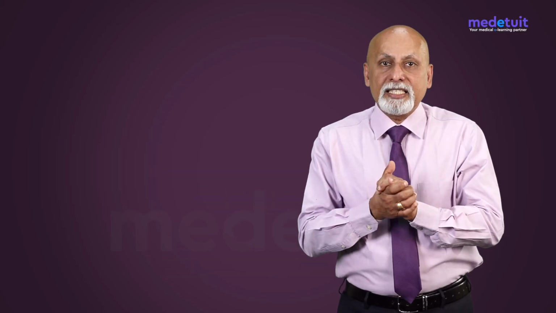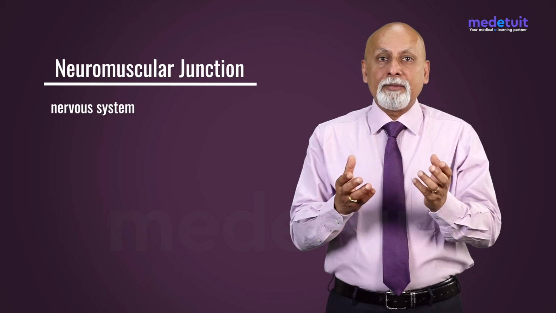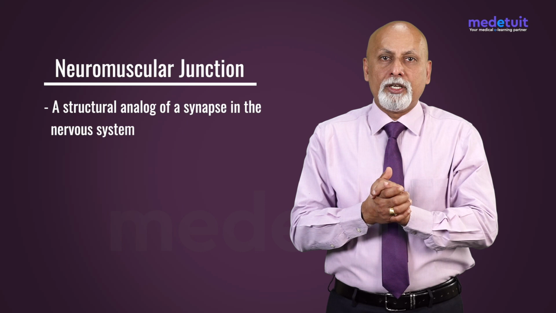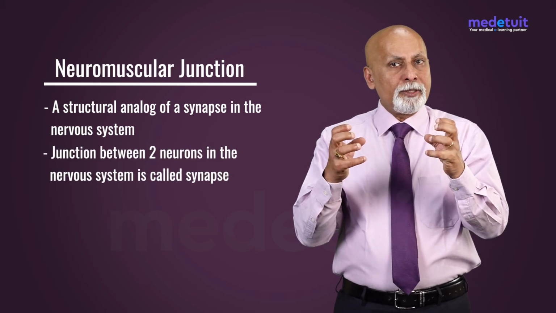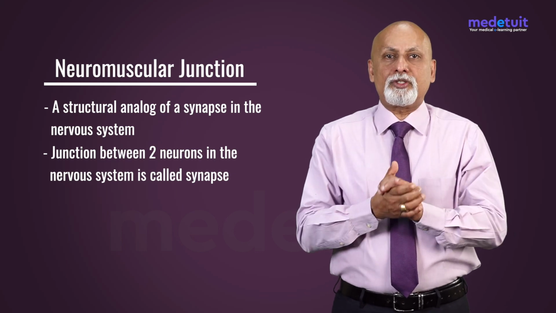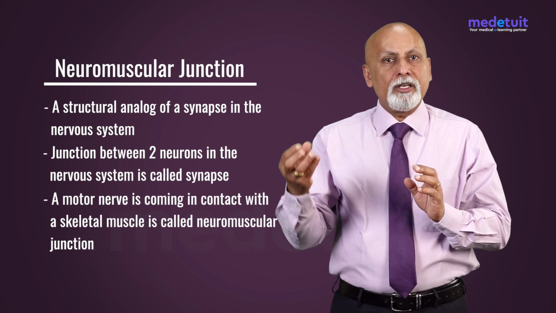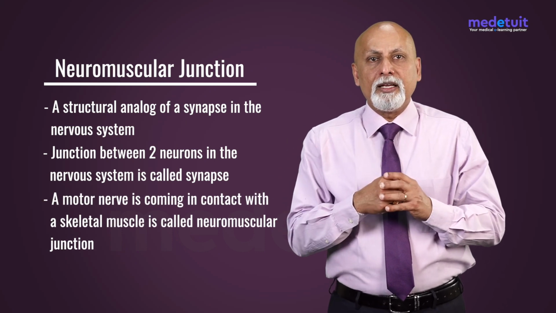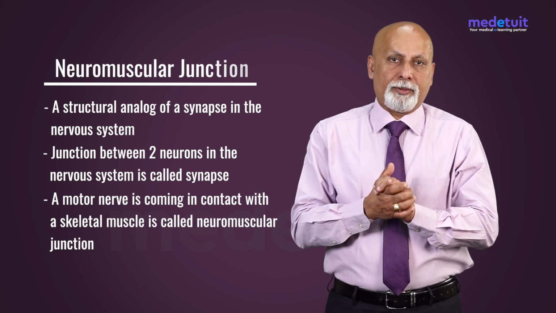Now let us see the details about the neuromuscular junction. It is nothing but a structural analog of a synapse in the nervous system. The junction between two neurons in the nervous system is called synapse. Exactly the same here, a motor nerve coming in contact with a skeletal muscle is called neuromuscular junction.